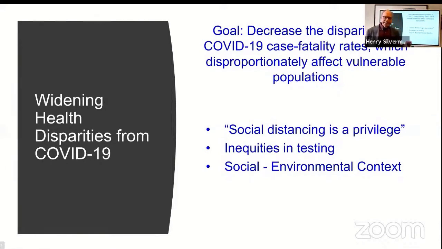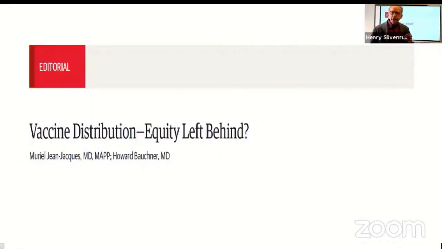Essentially, social distancing is a privilege. Not everyone could social distance. Think about multiple generations living in a small house. How could they social distance? And also there are inequities in testing due to lack of access. And so we have to consider the social environmental context and health systems.